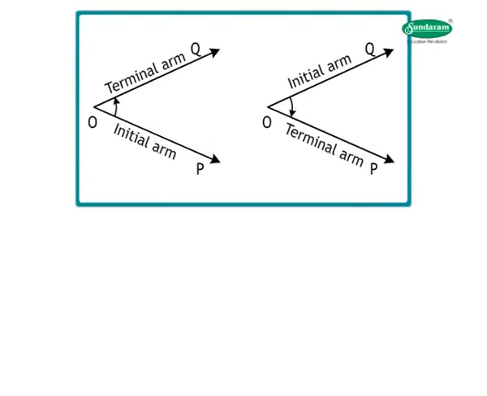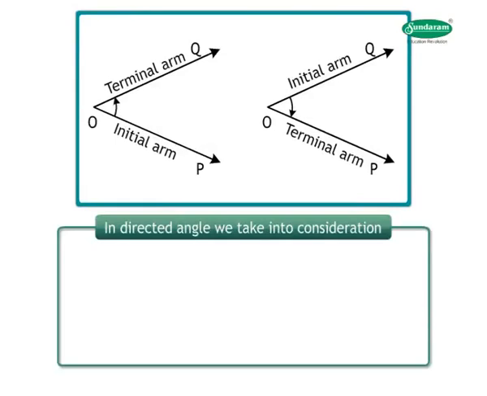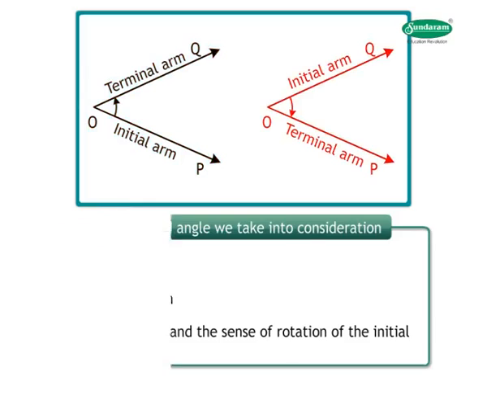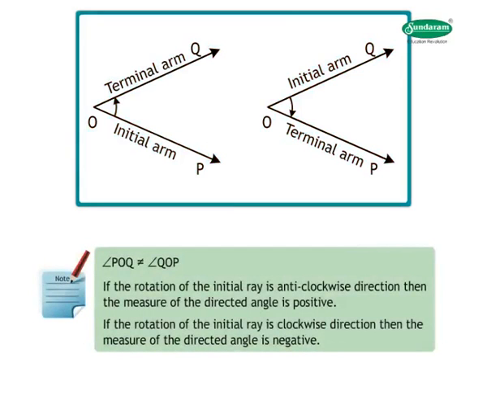Consider these two figures. In directed angle, we take into consideration number 1, initial arm, number 2, terminal arm, number 3, the amount and the sense of rotation of the initial ray. Friends, we note that angle POQ is not equal to angle QOP. If the rotation of the initial ray is anti-clockwise direction, then the measure of the directed angle is positive. If the rotation of the initial ray is clockwise direction, then the measure of the directed angle is negative.